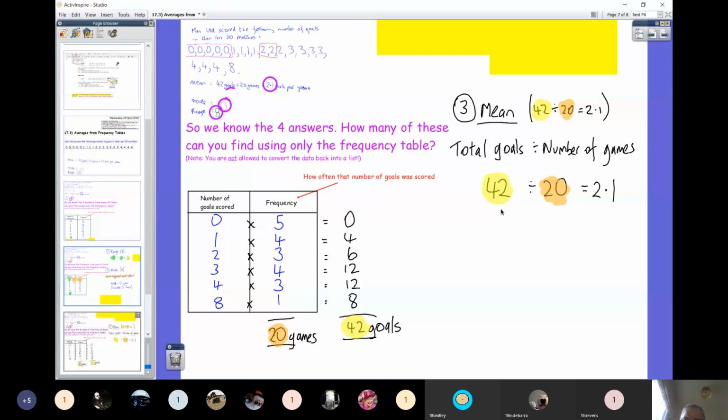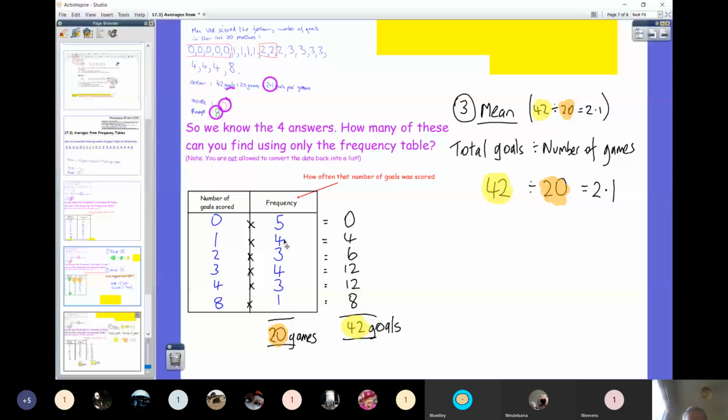Now, the second part of working out the mean, we've got to divide by the 20 games. Now, how did we know there were 20 games? Often the question will tell you. Just read the first line of the question and it will tell you there were 20 games. But if it doesn't tell you, you've got to go back and work out the 20 games from your frequency table. And just be careful, okay?